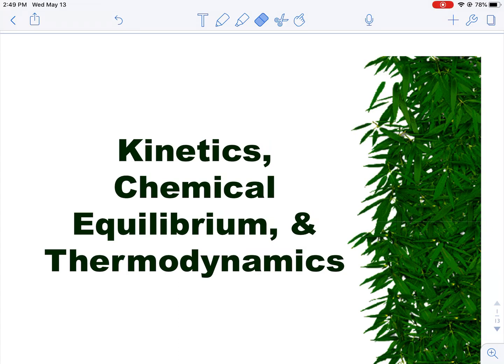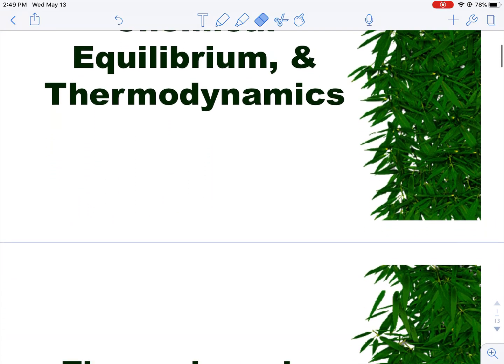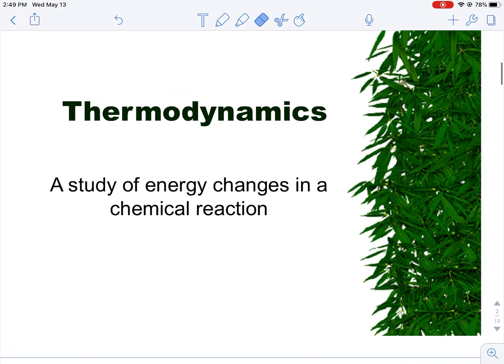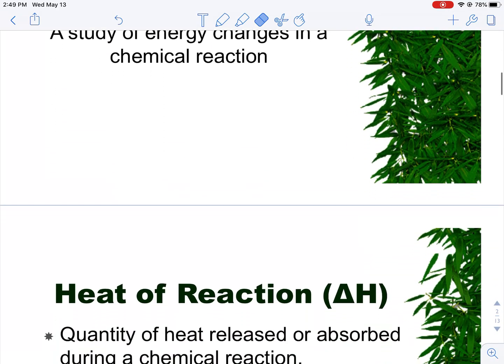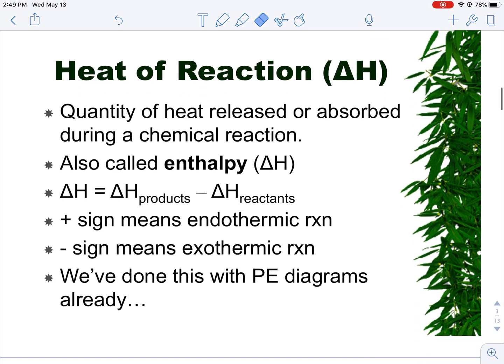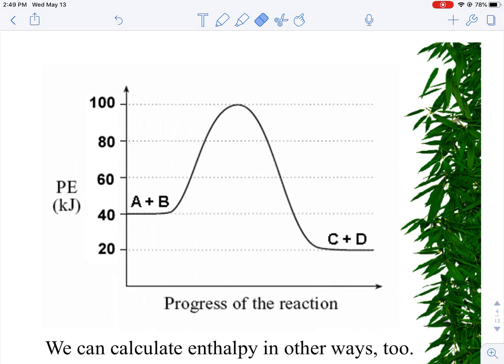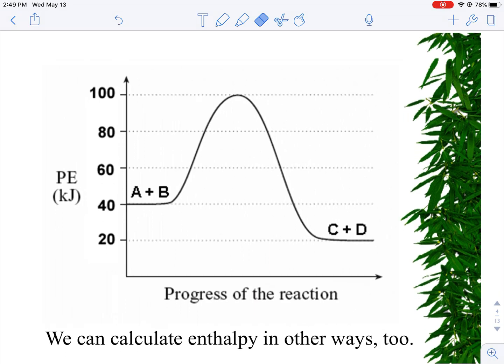It's part of the Kinetics, Equilibrium, and Thermodynamics unit, and we're continuing with thermodynamics. Thermodynamics is a study of energy changes in a chemical reaction. Last lesson, we reminded ourselves that we'd already done this with potential energy diagrams. We were calculating the change in heat, the heat of reaction, or the enthalpy, by comparing the energy of the products to the energy of the reactants.